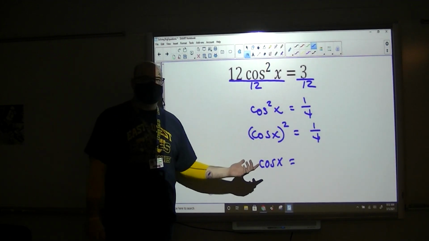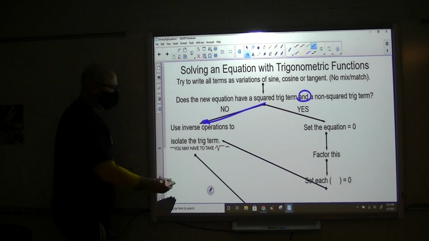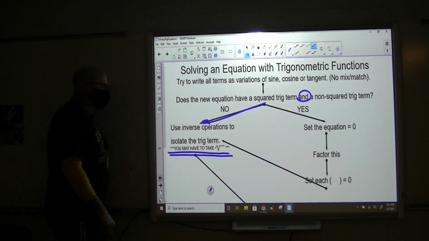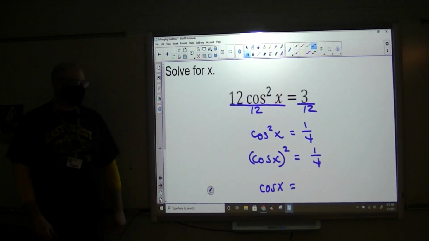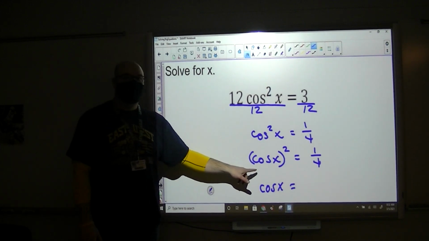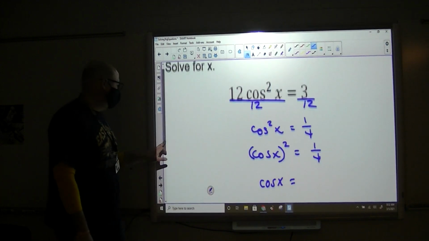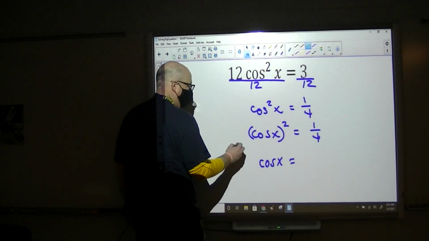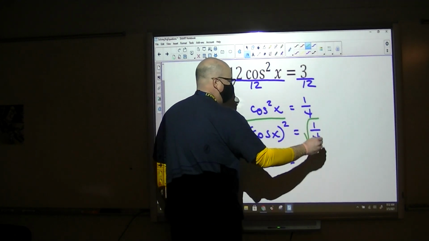So then the question is, what inverse operation do I have to do? And it says this here, you may have to take a square root. Well, this is exactly that scenario where we have to take the square root of this so that we have just one cosine x and not cosine x squared. So we will take the square root, and then we have to take the square root over here.